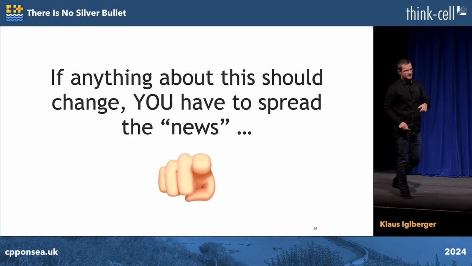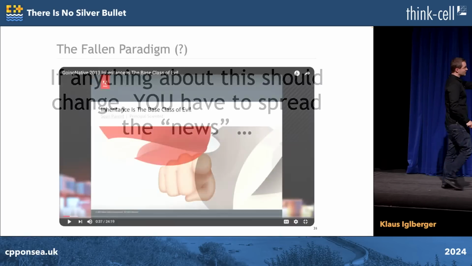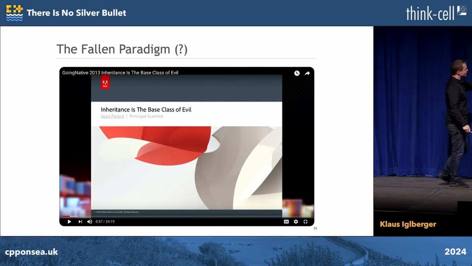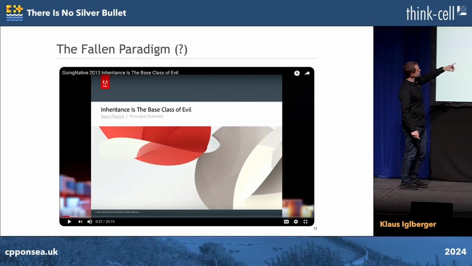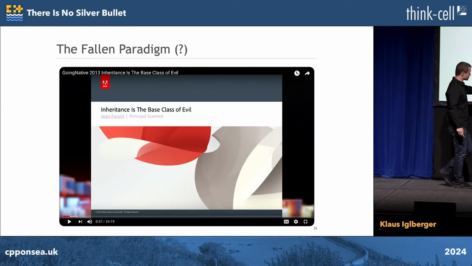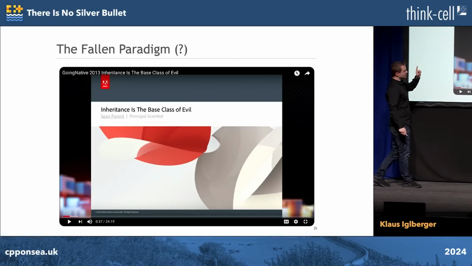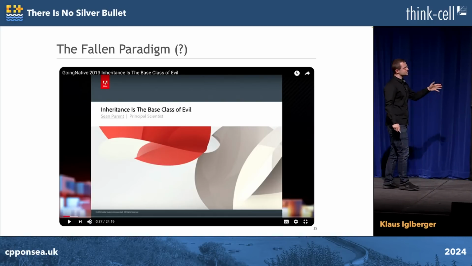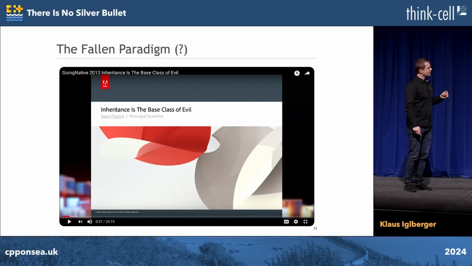But of course, people on stage have done this before. So you might know this talk, a talk from 2013, so over 10 years ago. Probably one of the most famous ones. Inheritance is the base class of evil. Actually a pretty short talk with just 24 minutes, but a pretty serious one about the fact that this is just not the style we're doing anymore.